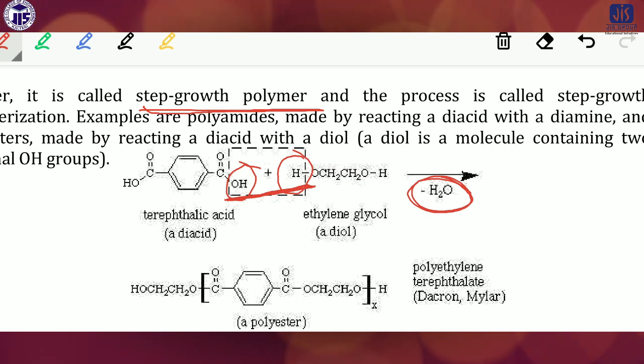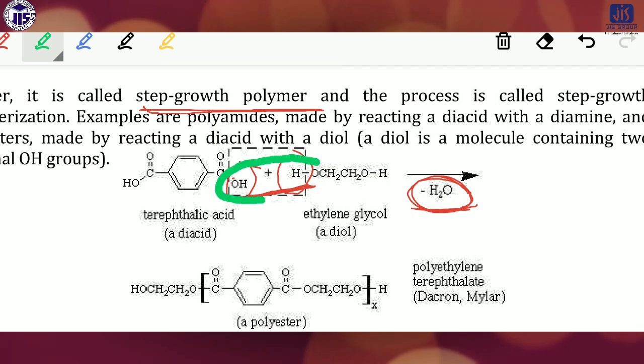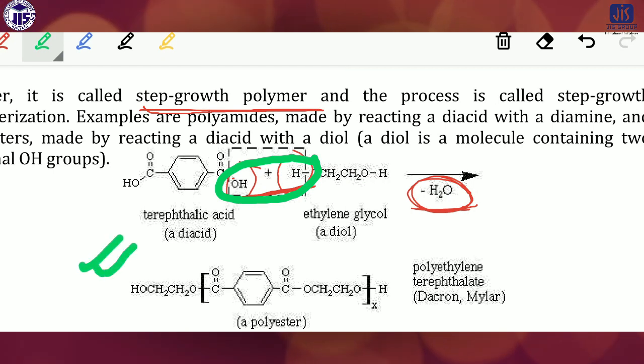When the polymer is produced, this H2O will also be produced, and when this H2O is produced, one bond will be formed. Look here, in the product, after releasing these two compounds, a bond formation occurs between them. So that means we are getting a particular polymer.